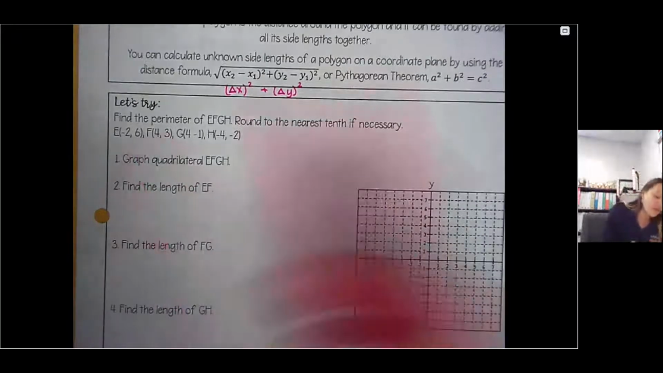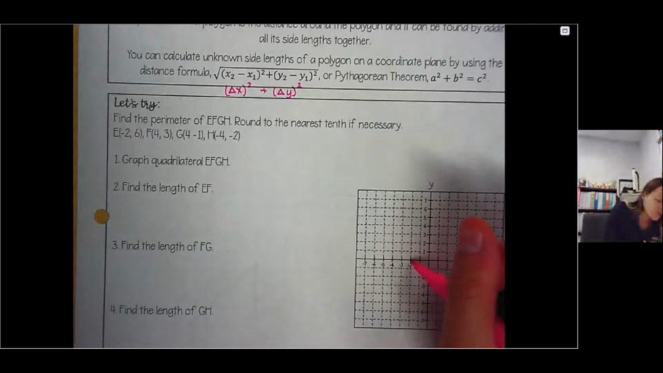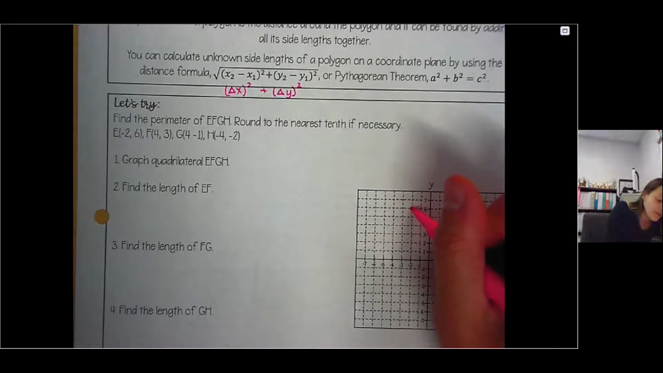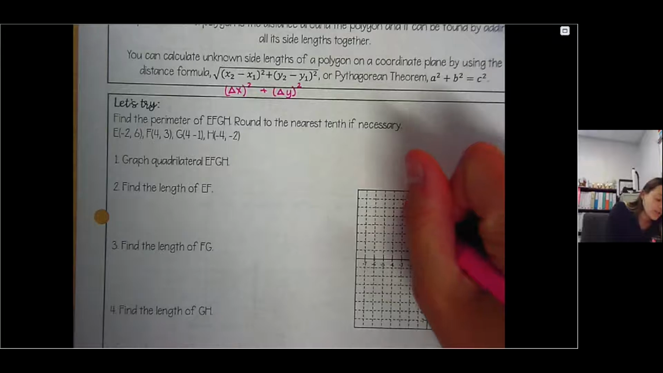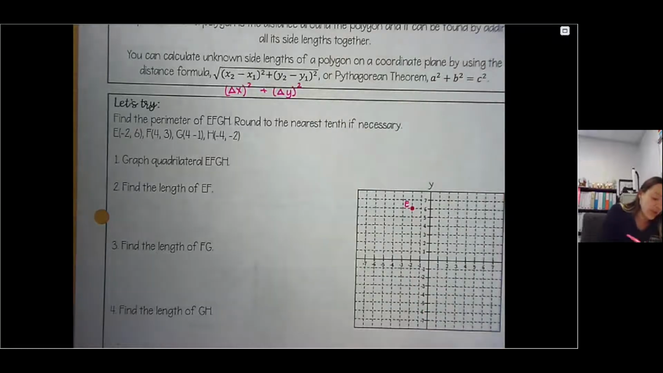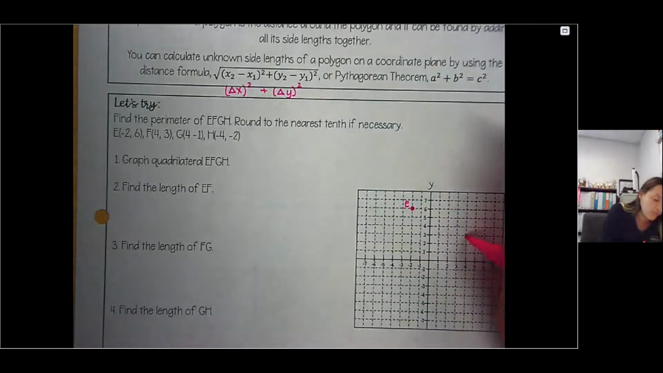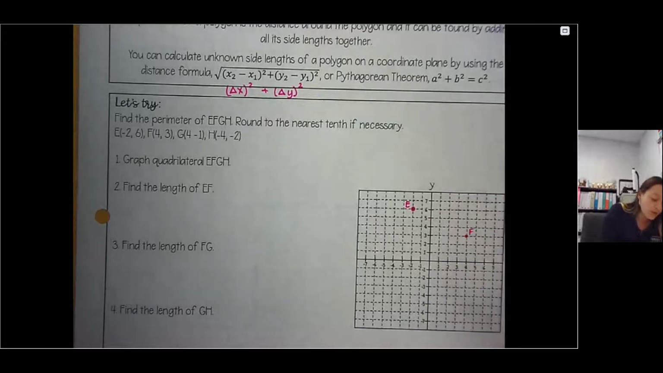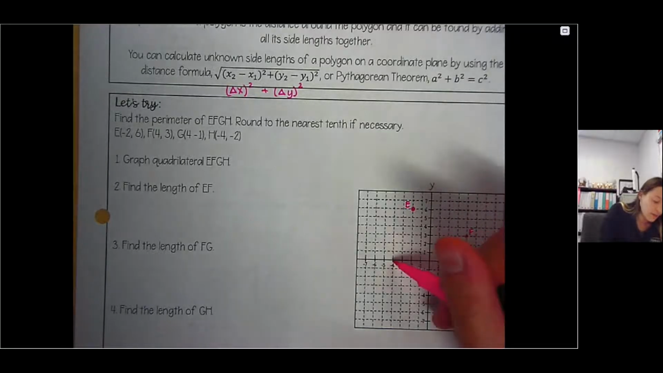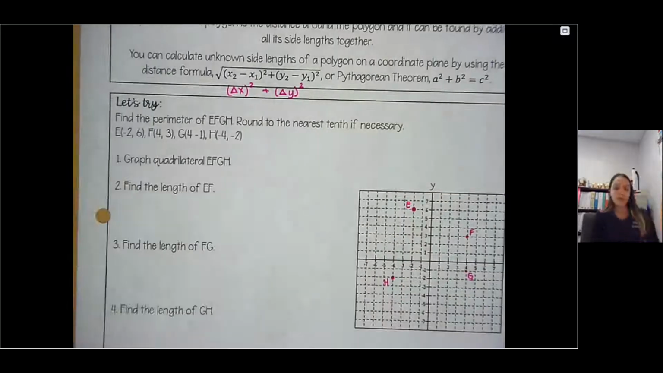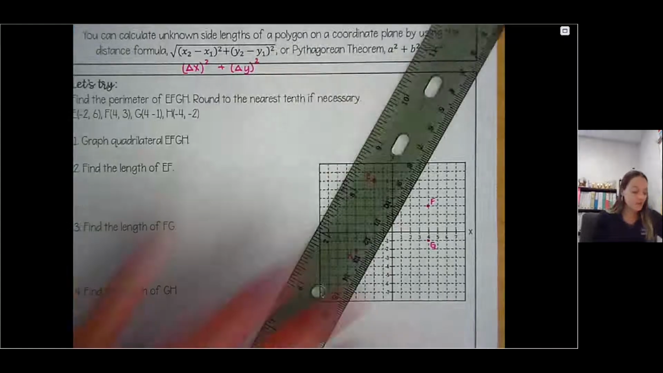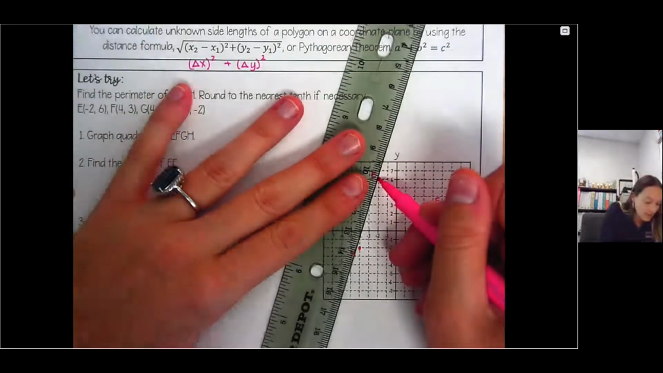When you graph, remember the first number tells you your x coordinate, which is left or right, and the second coordinate tells you your y, which is up or down. So here's my quadrilateral, EFGH, and I'm just going to connect them and make it look really nice.